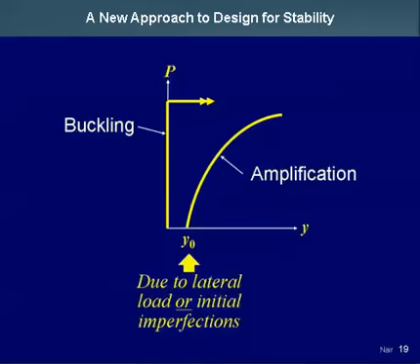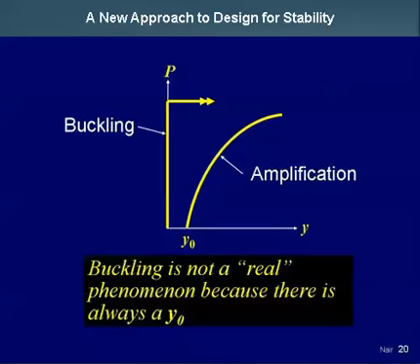So, in this picture, you see how the theoretical buckling phenomenon is represented by that line on the right, where you get no lateral displacement up to some magic value of P, and then you get sudden bifurcation, sudden uncontrolled displacement. Amplification, though, you start with a Y0, which could be a displacement either caused by initial imperfection or a lateral load, and then as you add the compressive force, that displacement increases.